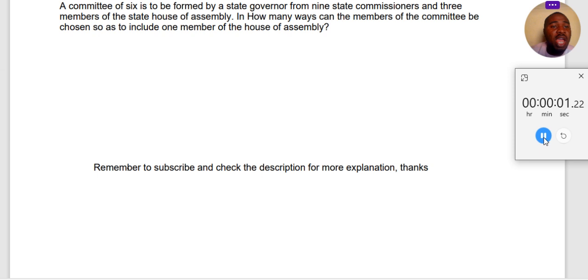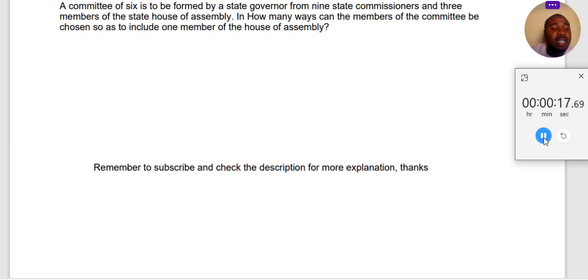Now, a committee of 6 is to be formed by a governor from 9 state commissioners, right? And 3 members of the House of Assembly. Now, in how many ways can the members of the committee be chosen so as to include 1 member of the House?